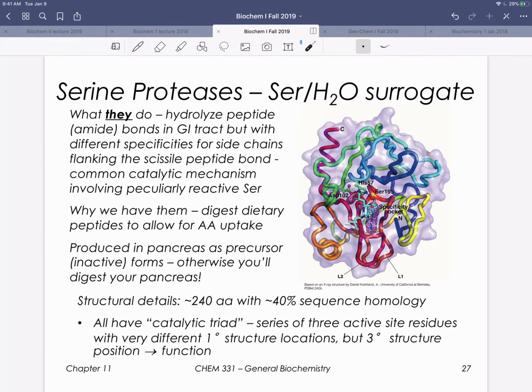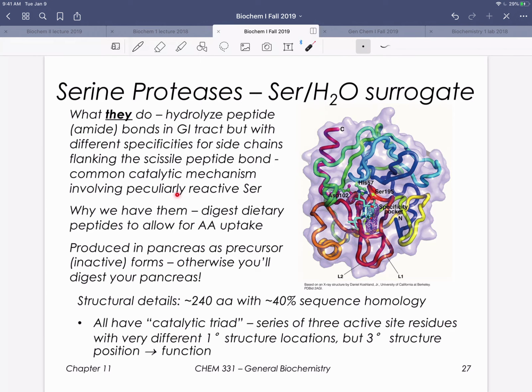All right, almost to the end here, serine proteases. Okay, so serine proteases, it is a they because it's a class of enzymes that hydrolyze amide bonds in the GI tract, but they have specificities for side chains that flank the bond that's to be cleaved. So again, if this is the bond that's going to be cleaved here, we can see adjacent to it, we've got a specificity pocket. We're going to see more of that on the next slide here. But all of these enzymes, we're going to talk about three of them, three with different substrate specificities. They all have a common catalytic mechanism that involves a reactive serine that's going to act as a surrogate for water.